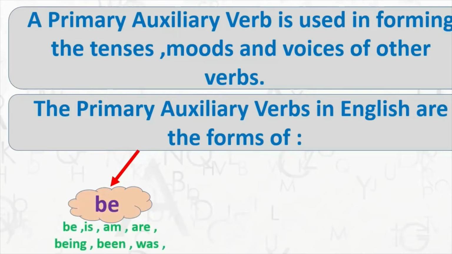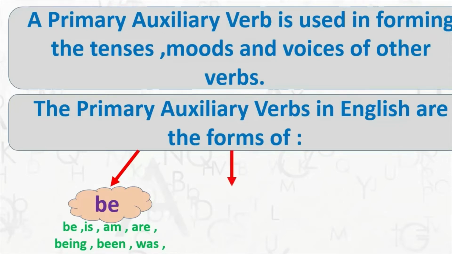Okay, now the primary auxiliary verbs in English are the various forms of be. So it could be is, it could be am, it could be are, being, been, was, were. So these could all be the different ways in which the word be is written, depending on the tense, depending on the person, etc. So this is one auxiliary verb.